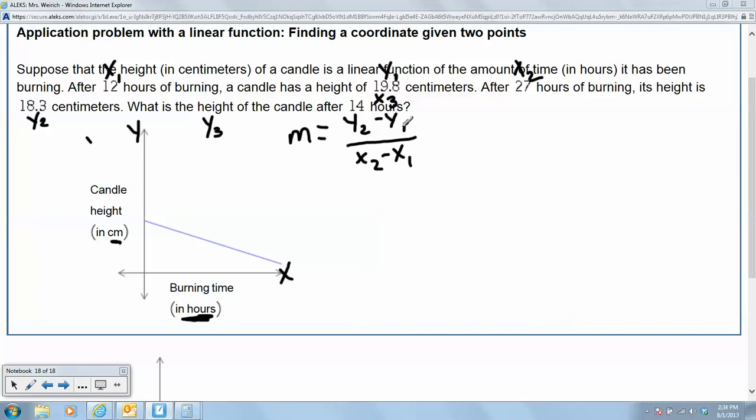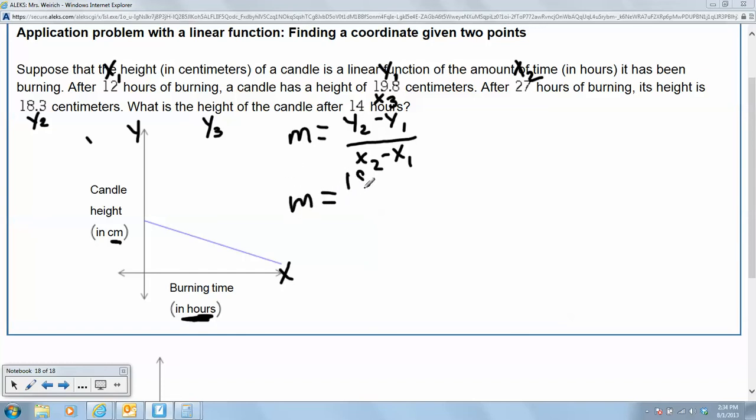Well, we don't have an equation that has three things, we just have two things. So what we need to do is find the slope and then use that slope to find the answer to this problem. You might have already done a problem called application problem with a linear function finding something else. That's going to be the type 1 that we're going to get to in just a second. So first let's find the slope.